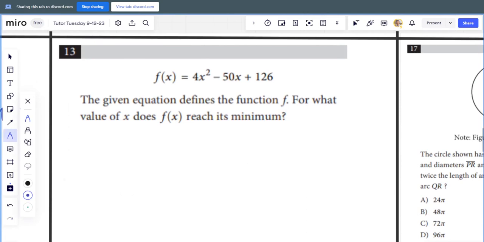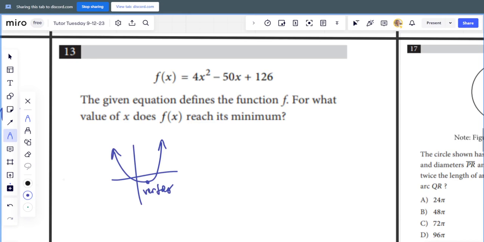13, so here's our next warm-up problem. f of x is equal to 4x squared minus 50x plus 126. The given equation defines the function f. For what value of x does f of x reach its minimum? So for the minimum value, I know that when the parabola opens up, or the quadratic opens up, the minimum value is going to be at the vertex.